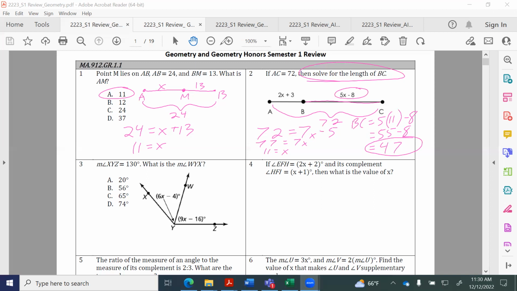Let's go down to the next one, number 3. This one is a lot like number 2. Number 2 did have our line segments. This one's an angle, but essentially the work is the same. So that was segment addition. This is now angle addition. The whole thing is going to be equal to 130 degrees. They gave us the individual pieces.